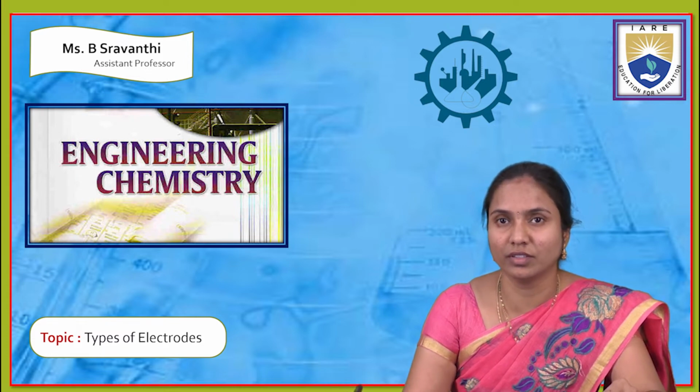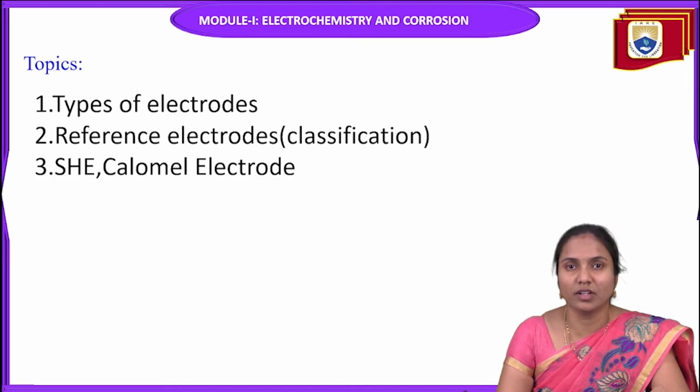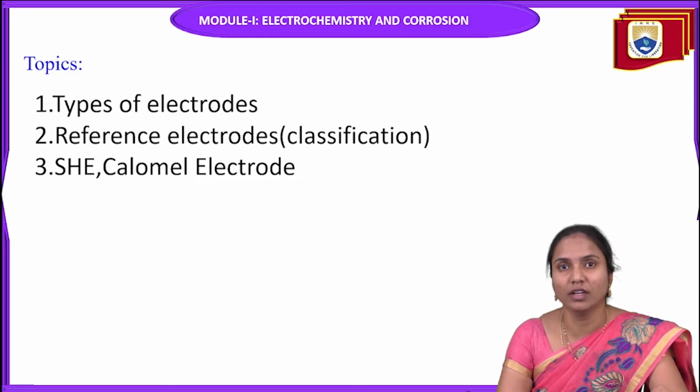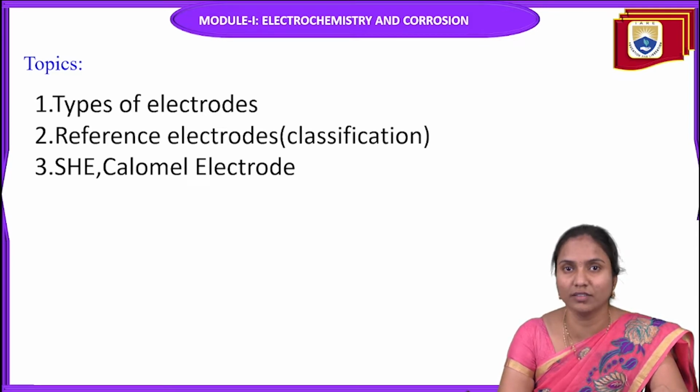Today we are going to discuss the topic of types of electrodes. In the previous class, we already discussed what is an electrode, electrode potential, and the electrochemical series. Today we are going to discuss types of electrodes, what is a reference electrode, how to classify reference electrodes, and also the construction and working of the standard hydrogen electrode and the calomel electrode.